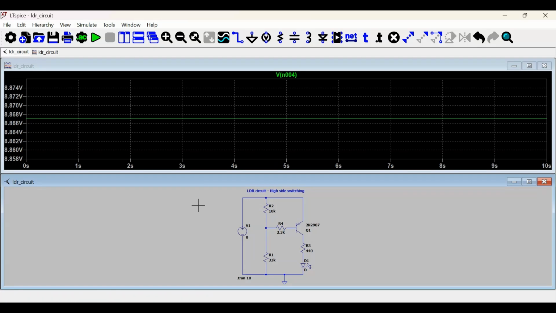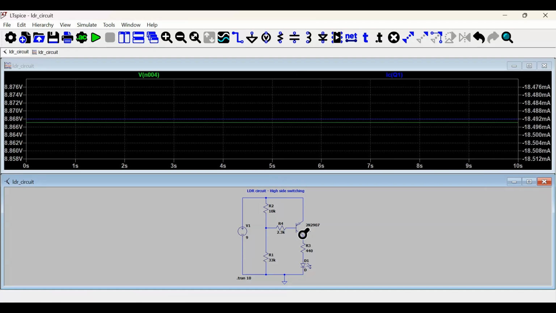which means the transistor is being switched on and the supply voltage is appearing at the load. So let's measure the current through the LED. So we see that we are getting around 18.4 milliamps.